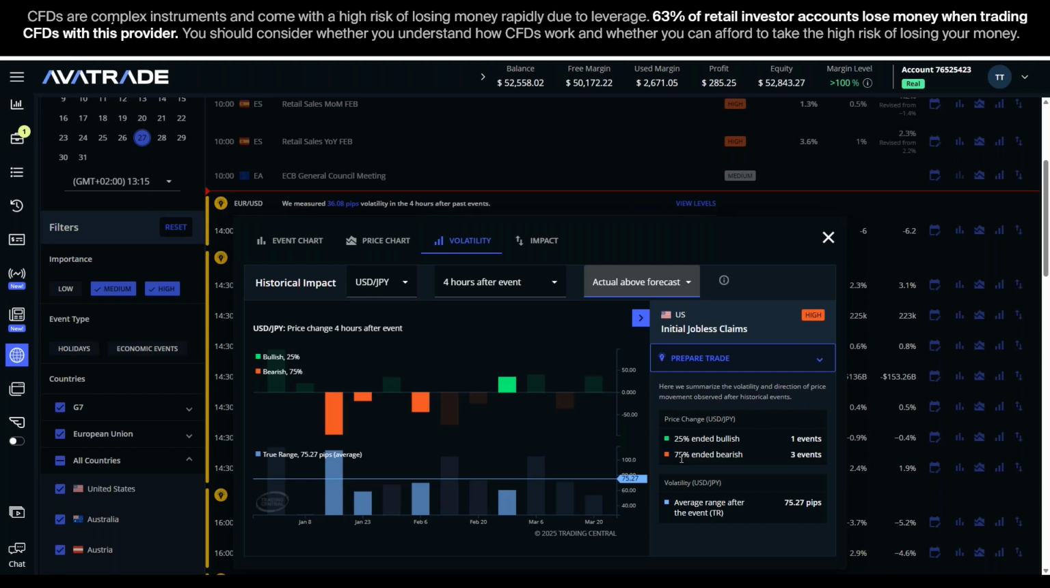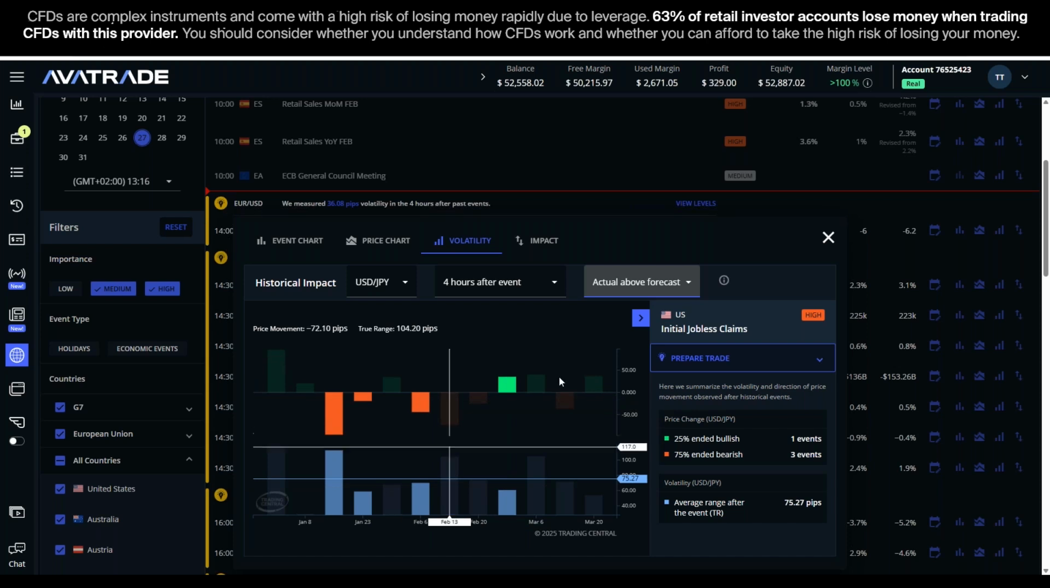Why would the yen strengthen when initial jobless claims are higher than expected? Because that's bad economic news. When there's bad economic news, safe havens strengthen. And the yen is more of a safe haven currency than the USD, typically, traditionally. And so bad economic news, meaning higher jobless claims than expected, above forecast, 75% of the time, the yen pulled the weakening USD down.